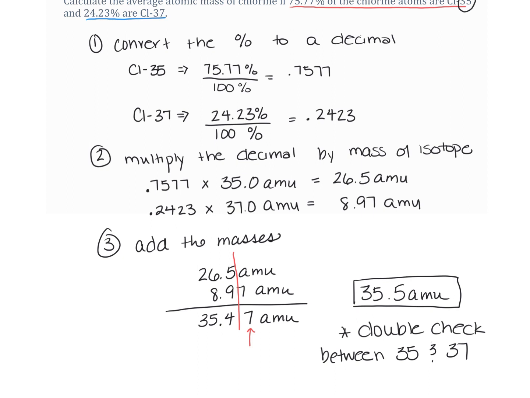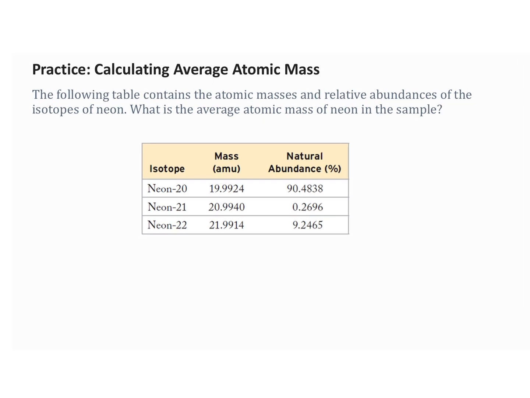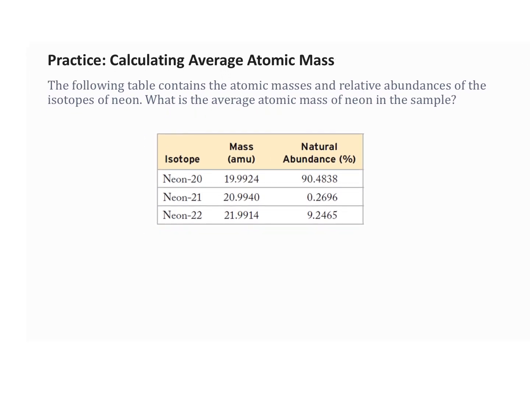So for example, let's look at this one. Okay, it says the following table contains the atomic masses and relative abundance of isotopes of neon. What's the average atomic mass of neon in the sample? Okay, these are my individual masses that I'm given. I see that it's 19.9924, 20.9940, 21.9914.